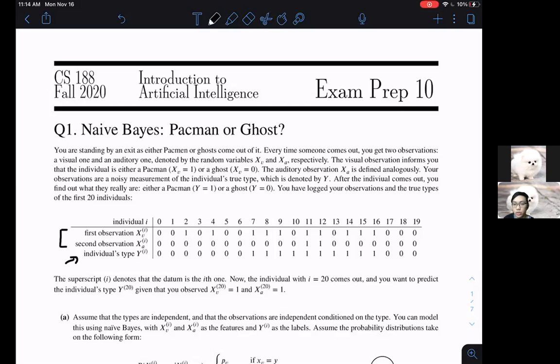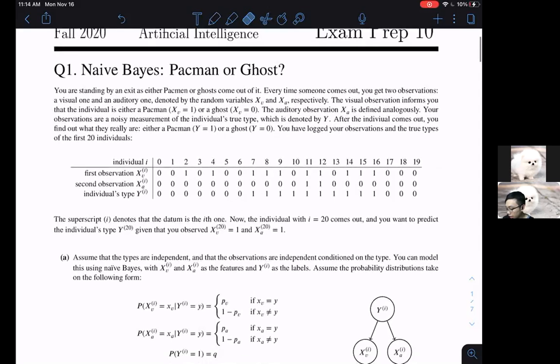And we've observed the first 20 individuals and logged their observations here. For example, at time step 0, the first character exiting, our visual cue told us that this character is a ghost, because ghost is equal to 0. Our audio cue told us that based on our hearing, the character coming out is also a ghost. And the actual type of the character was a ghost. So that's how you would read these individual samples, and that repeats for the 20 characters that are exiting.